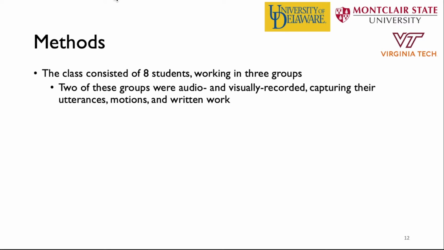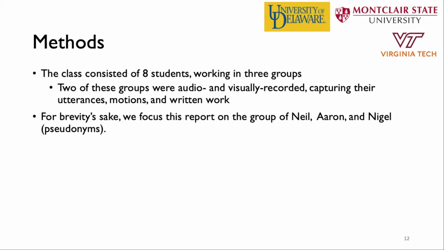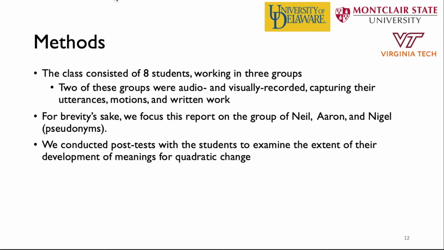Our class consisted of 8 students, which we placed in 3 groups. 2 groups were audio and visually recorded. For brevity's sake, we focused this report on Neil, Aaron, and Nigel, one group that worked together throughout our 5 days. Afterwards, we conducted post-tests to examine the extent of their development of meaning for quadratic change.